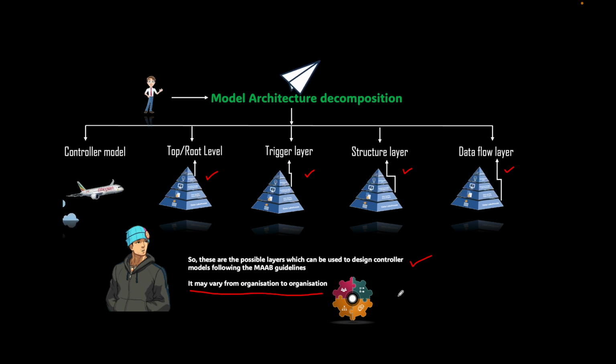So how it is organized and what the layers are, as you have already seen, we can also avoid trigger layers in any design. Based on whichever layers the design needs, those layers will be taken into consideration, and then the model based design is developed. So this is all about the model architecture decomposition.